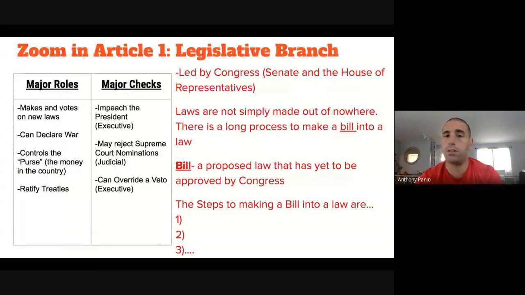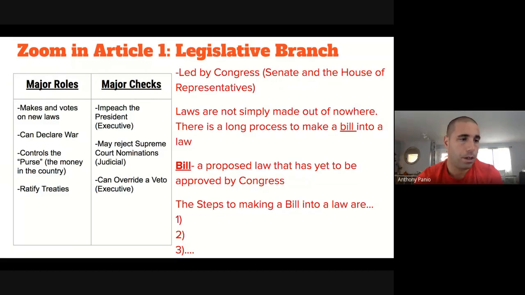So they're voting on laws. They're controlling the money in our country. And the last thing, if we do go to a war, they're able to ratify a treaty, or in some cases, some other things dealing with land. But essentially, they're the ones that are able to approve and end wars.